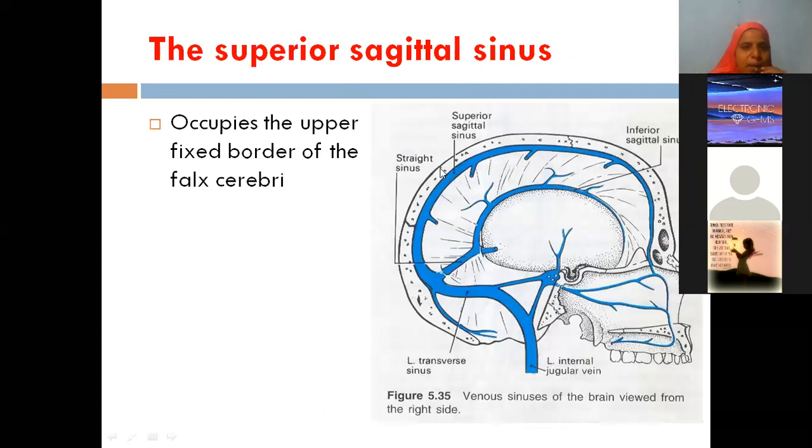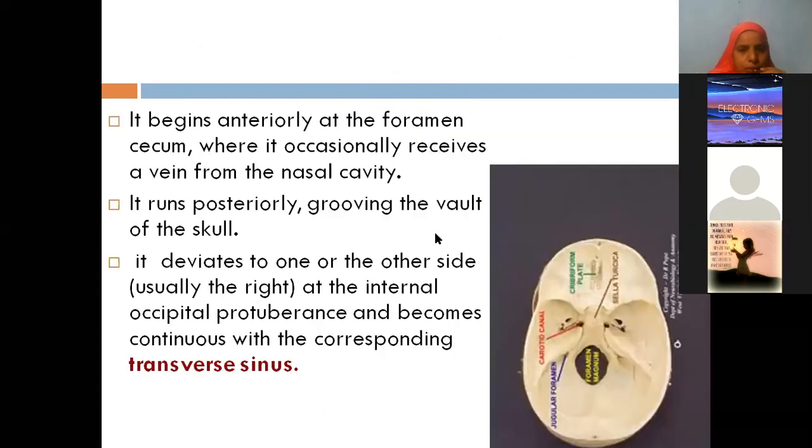It is occupying the upper fixed border of the falx cerebri. Okay, now I told you about, see, this is the cranial cavity. And this is the cribriform plate of ethmoid bone, and the middle projection is actually crista galli, isn't it? The falx cerebri is exactly taking its attachment here, the anterior attachment. So here you will have a hole also. You call that hole foramen cecum. Okay, foramen cecum we have seen when we were doing the development of tongue also.